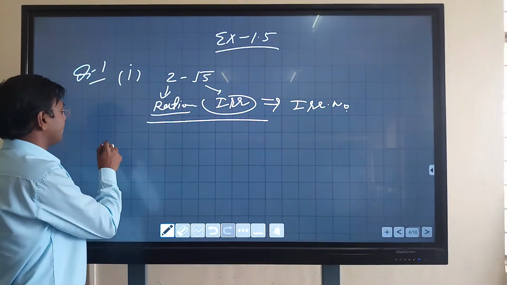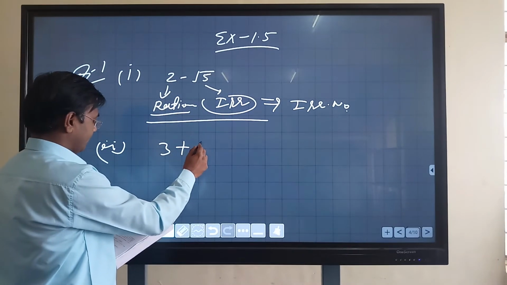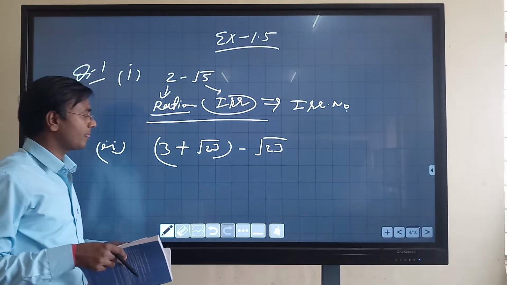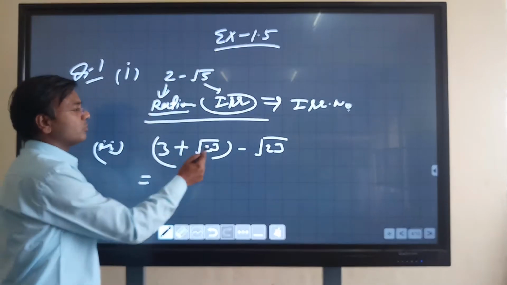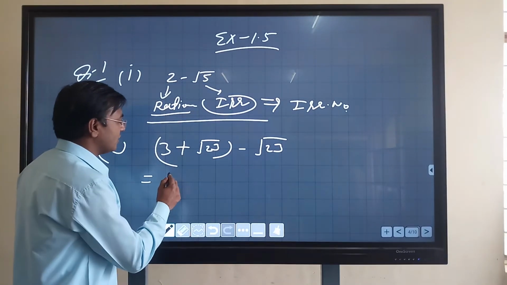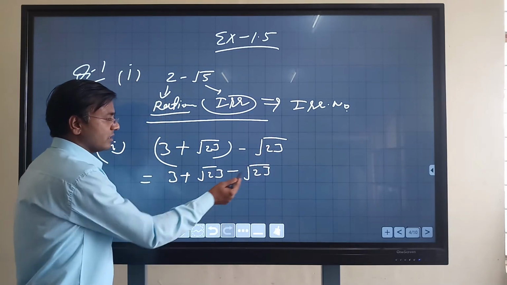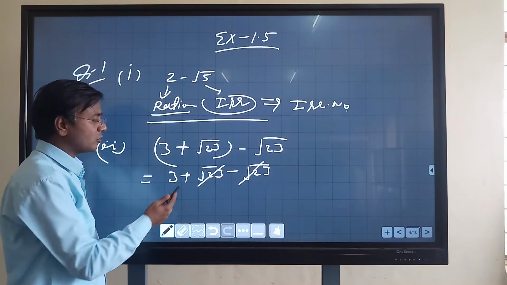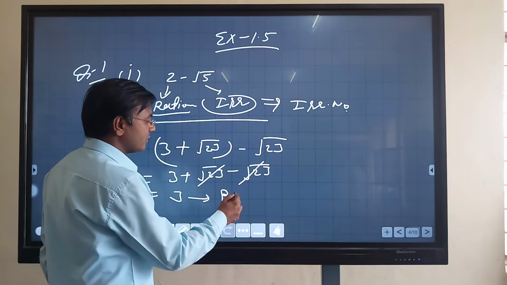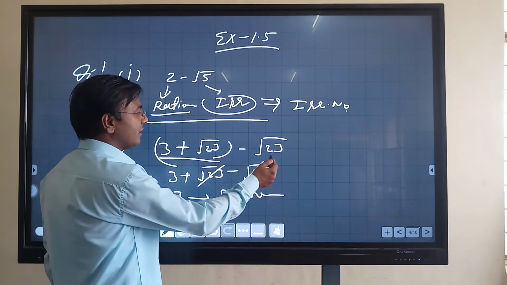Similarly, the second part, 3 plus under root 23 minus under root 23. If there are 2, 3, 4 terms, you may try to simplify this. After that you will decide about rational or irrational. So clearly open the braces. We see that these are the same number. So can we cancel out because plus minus is there? So we will get 3. And this 3 is what? Rational number. So do not decide that this is irrational and this is irrational.